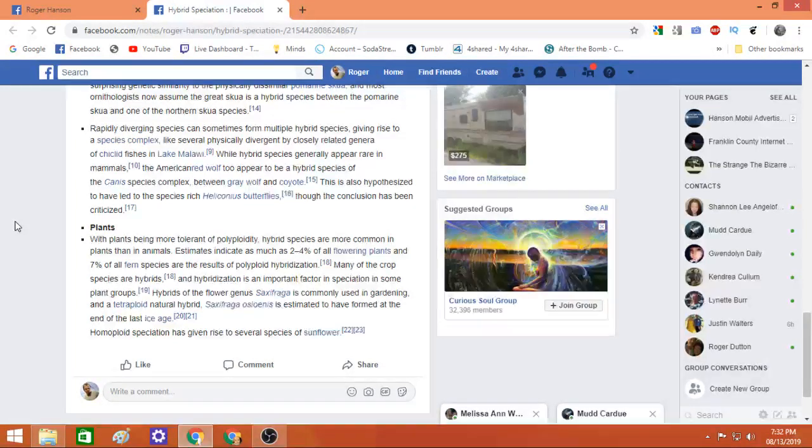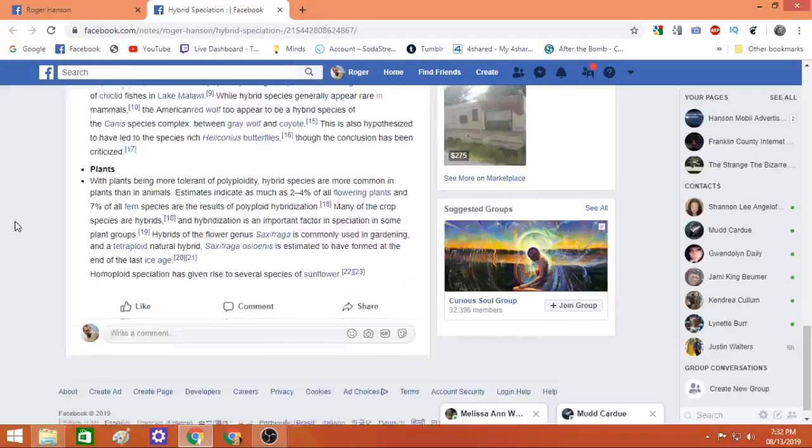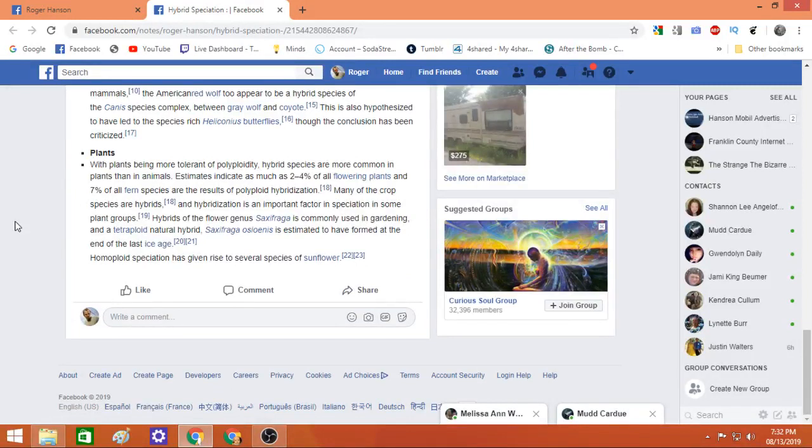This is also hypothesized to have led to the species-rich Heliconius butterflies, though the conclusion has been criticized.